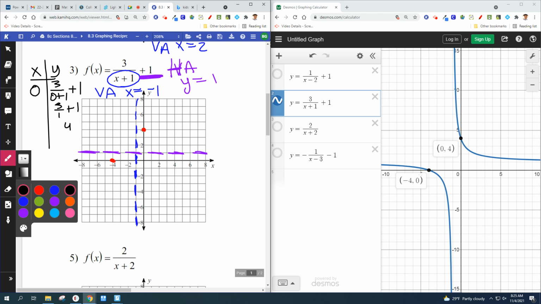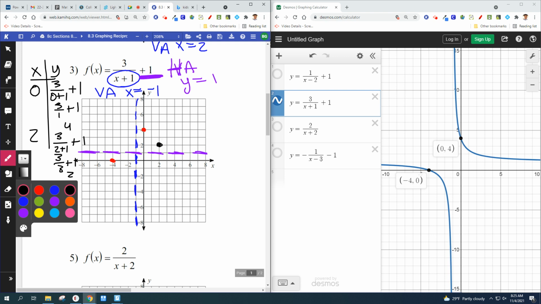So let's do 2. 2 would be a good one. 3 over 2 plus 1, plus 1. That's 3 over 3 plus 1. That's 1 plus 1. That's 2. Got the point 2, 2. Right there. But we can use symmetry.